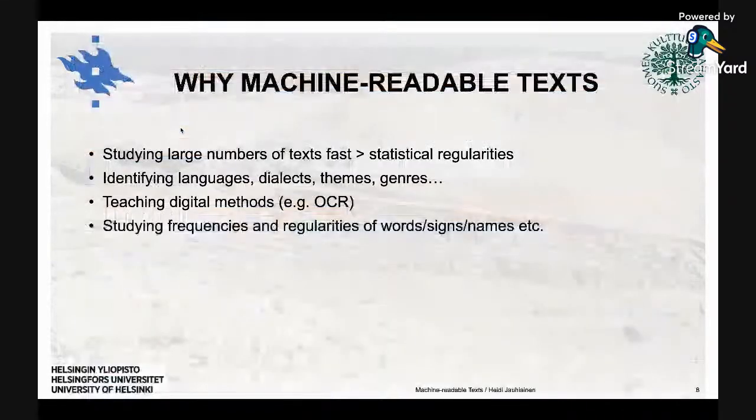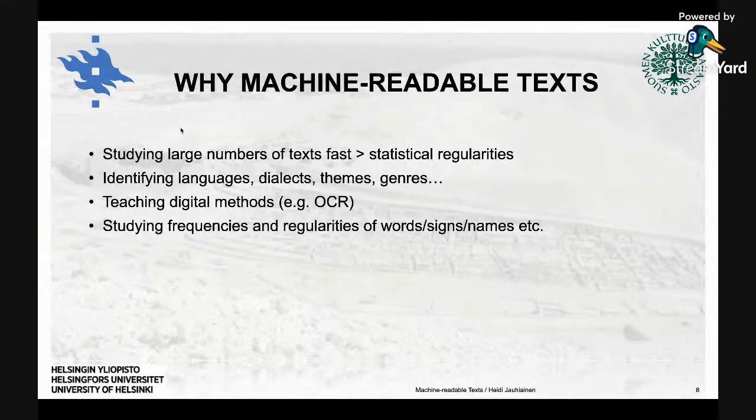So with machine-readable texts, one can study large numbers of texts fast and find statistical regularities or maybe abnormalities that one would not otherwise see. But one can do other things too. One can, for example, identify languages or dialects or text genres or sentiments and so on.